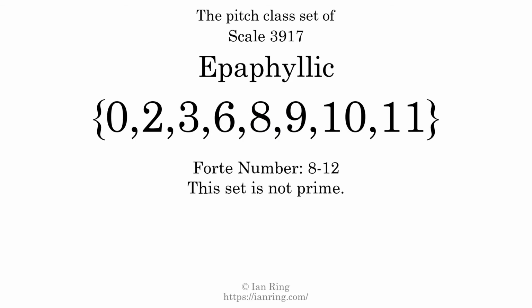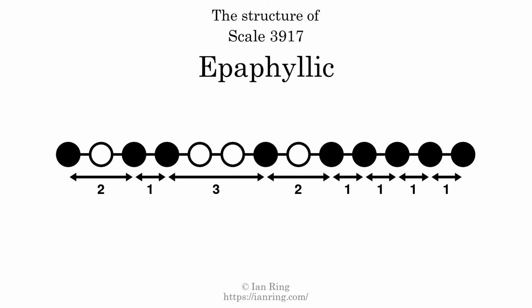The pitch class set for this scale is 0, 2, 3, 6, 8, 9, 10, 11. The forte class is 8-12. This set is not prime. The structure of a scale is a description of the interval distance between each successive tone. This scale has a structure of 2, 1, 3, 2, 1, 1, 1, 1.